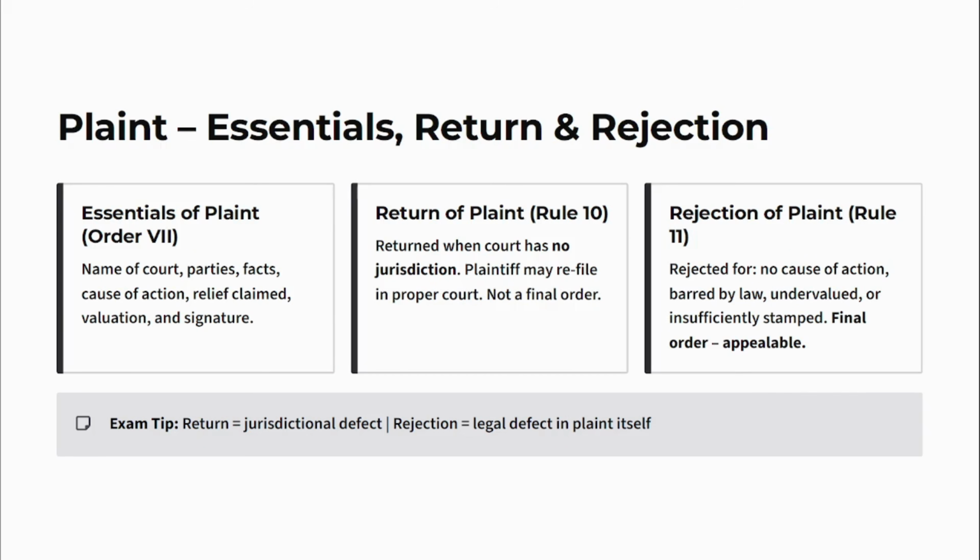Then rejection of plaint, there is rule 11, happens when there is a problem in the plaint itself, like no valid claim shown, claim is time barred, wrong value given, or not enough court fees paid. So this is a final decision and it can be appealed. Remember, return means wrong court, that is a jurisdiction problem. Rejection is a problem in the plaint itself, that is a legal defect.